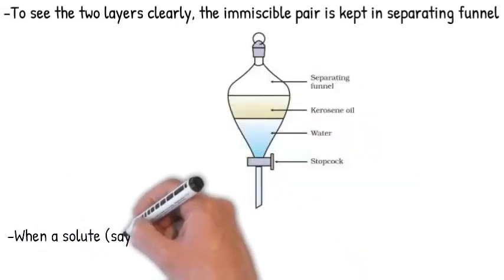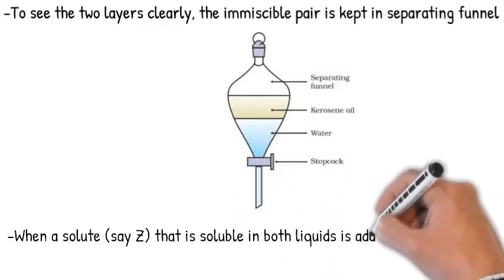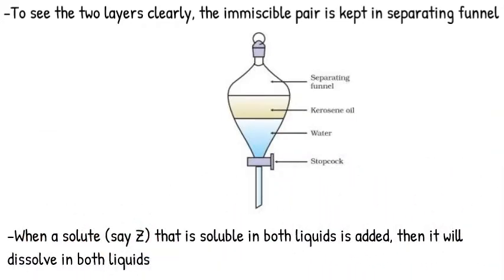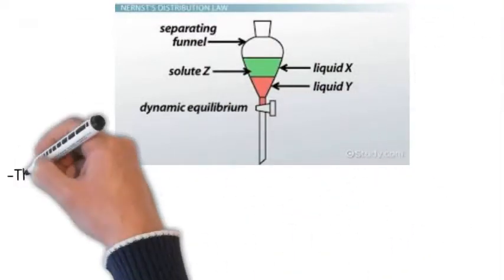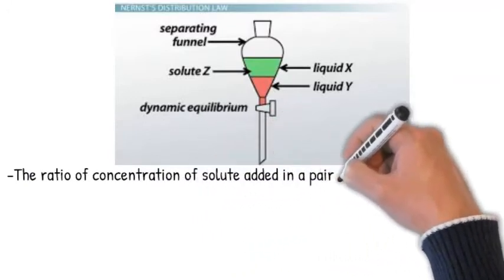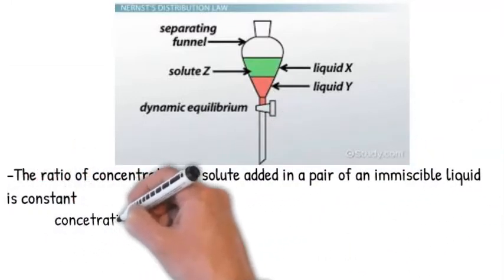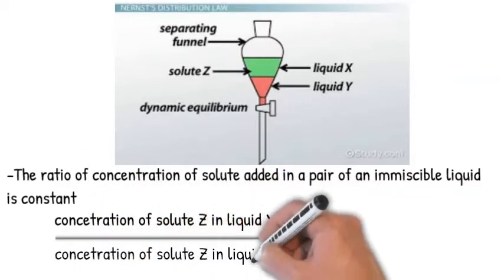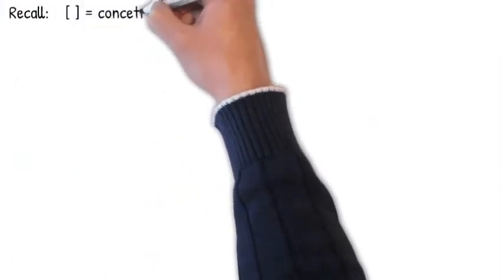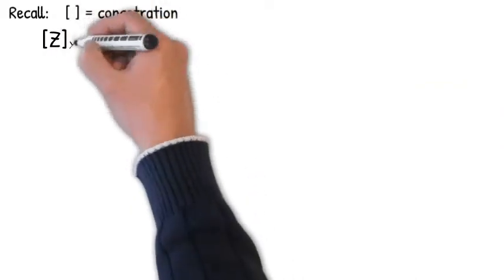When a solute, say Z, that is soluble in both liquids is added, then it will dissolve in both liquids. The ratio of concentration of solute added in a pair of immiscible liquids is constant. Concentration of solute Z in liquid X divided by concentration of solute Z in liquid Y equals K. Recall, square brackets represent concentration. Concentration of Z in X divided by concentration of Z in Y equals K.